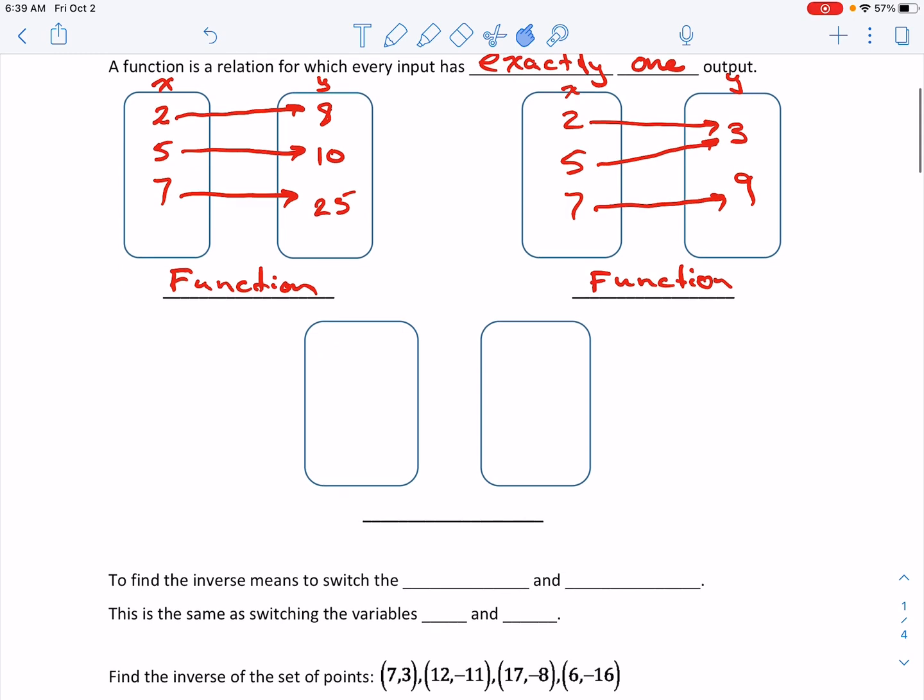All right, now let's talk about one that's not a function. Let's use 2, 5, 8, 9, 10. Let's say 2 goes over to 8, and also 2 goes to 9, and 5 maybe goes over to 10. This is not a function because 2 is actually going to two different outputs. Now we have two outputs instead of just one, so there's not one output. So this is not a function.